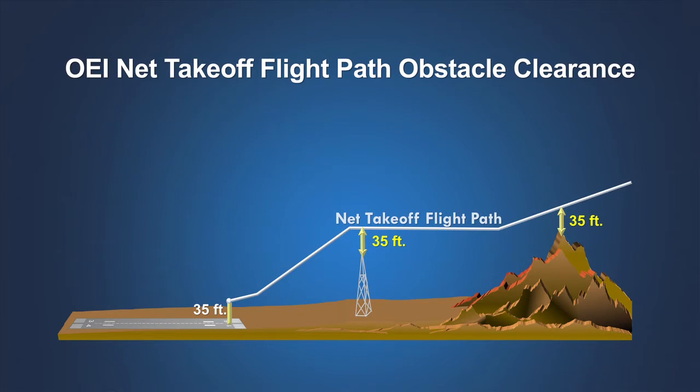Clearing an obstacle by 35 feet doesn't sound like much of a safety margin, but remember that the net takeoff flight path is defined as the actual flight path, often referred to as the gross path, minus the prescribed reduction in performance.